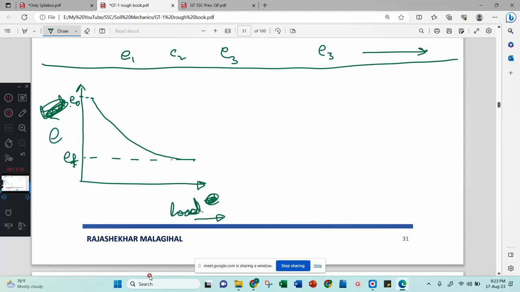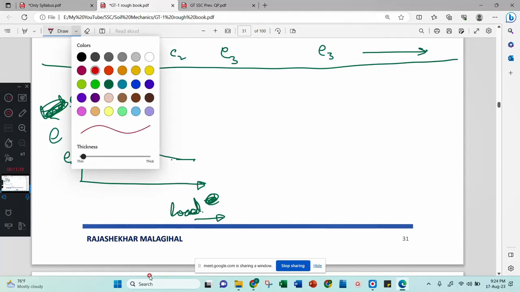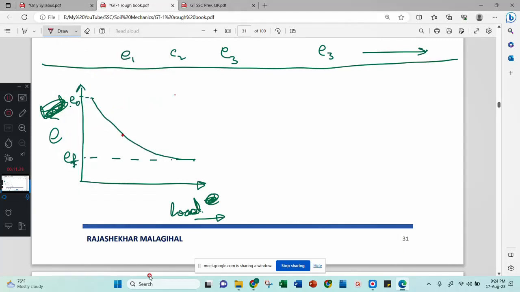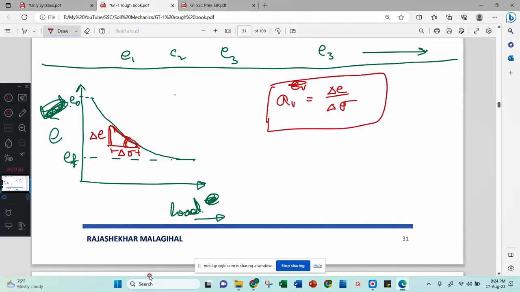If you take the slope of this curve at any point, this angle means what? This is delta e, and the bottom one is delta sigma. Therefore you will get the ratio delta e divided by delta sigma. This is nothing but a_v. a_v means coefficient of compressibility. Write it down. Very interesting. We have got here a_v.